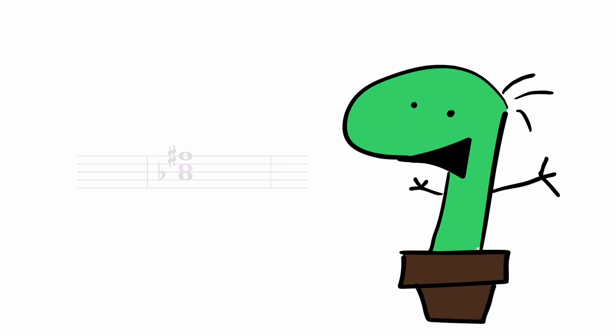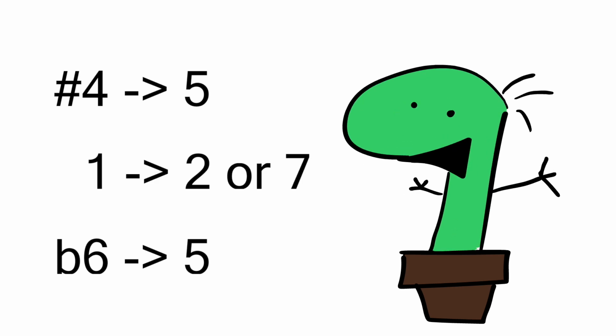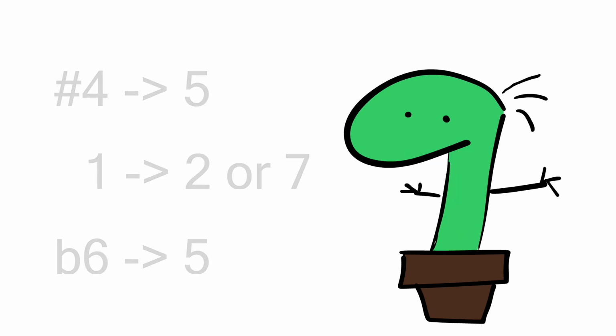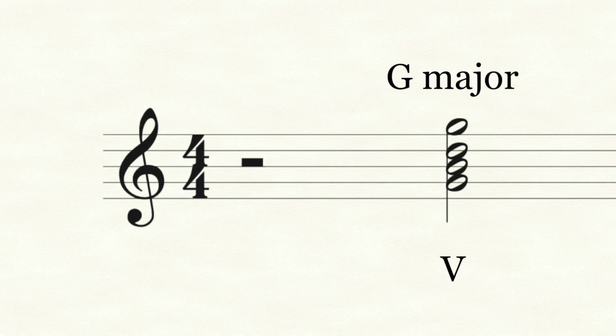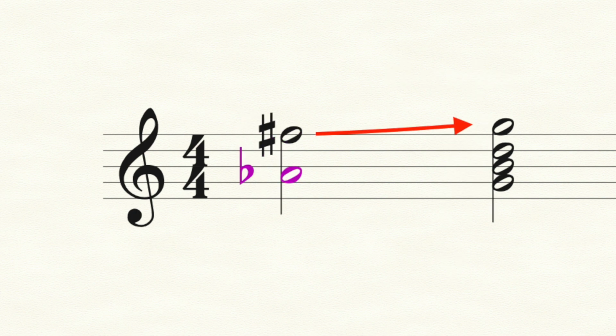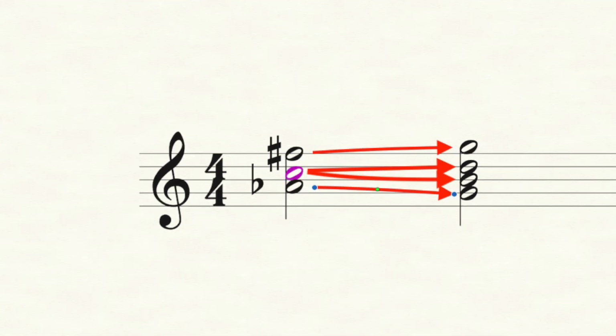When we go to the 5 chord, the sharp 4 will always go to the 5. Similarly, our flat 6 will always go to the 5 as well. This just leaves us with scale degree 1, which typically goes to 2 or 7, and in most cases it goes both ways. So in our example, the G chord is the dominant chord. That means our augmented 6th is going to be F sharp, that goes to G, A flat, which also goes to G, and C, which will go to D and B.